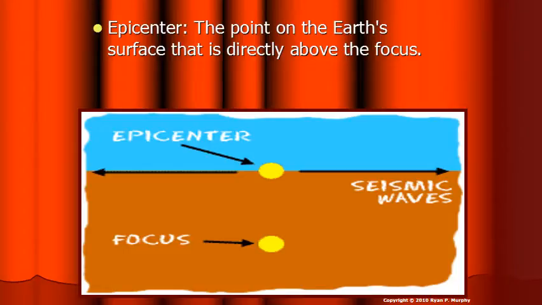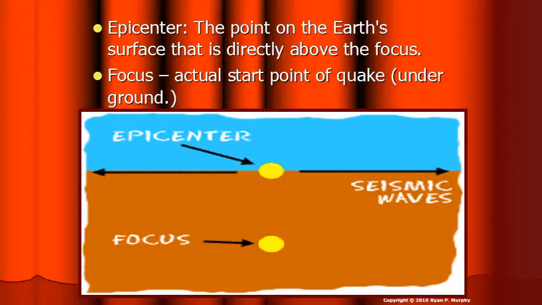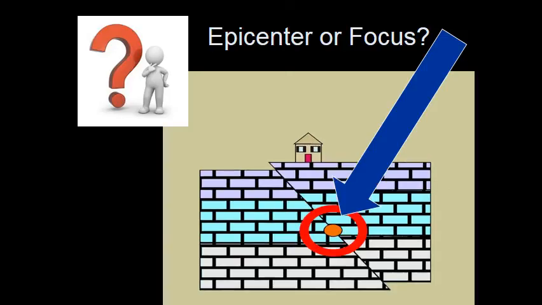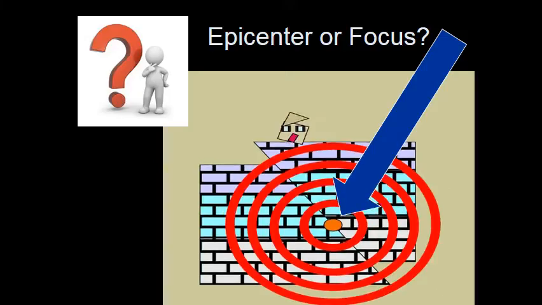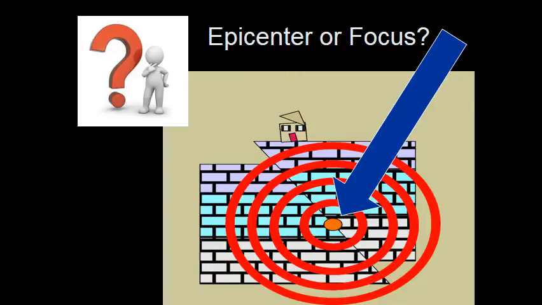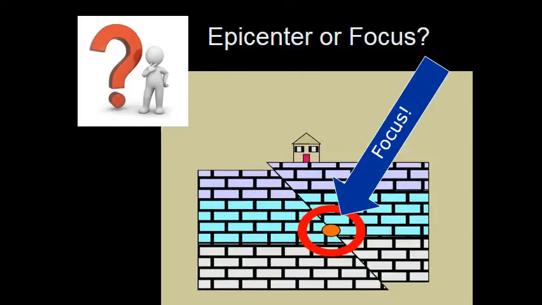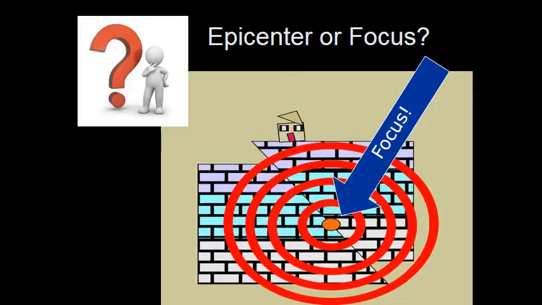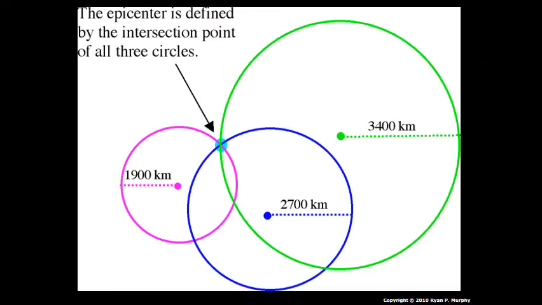Now, the place where the earthquake starts, there's actually sort of 2 points that we can look at. So the epicenter is the point on the Earth's surface that is directly above the focus, and the focus is the actual start of the earthquake, and that's underground, and you can kind of see that in this picture here. So is that the epicenter or the focus that that arrow is pointing at there? Yeah, that's the focus right there. The epicenter would be kind of like where the house is.